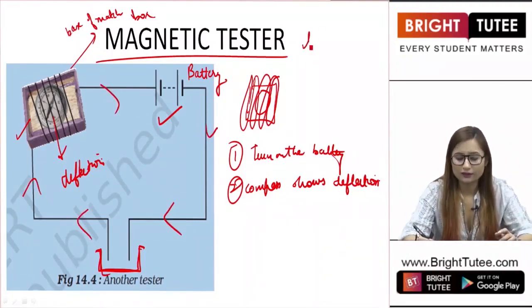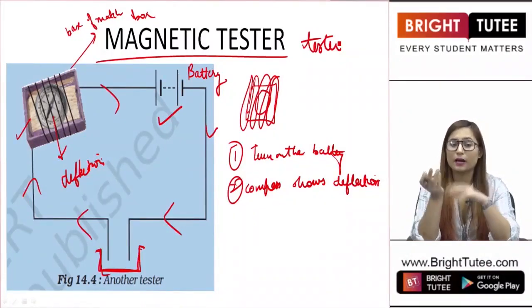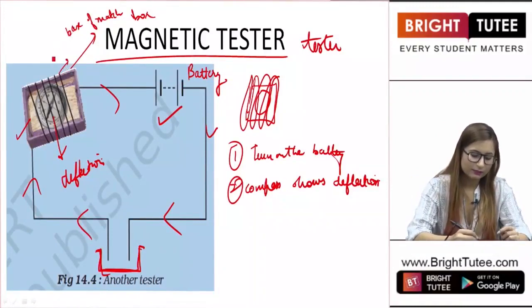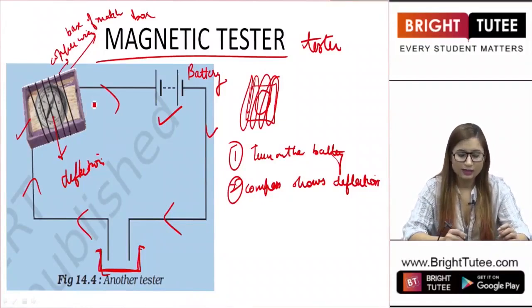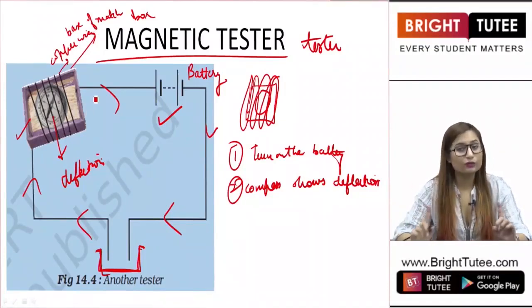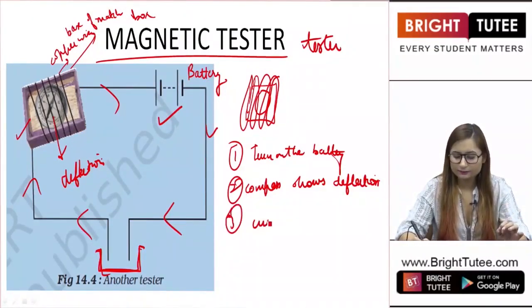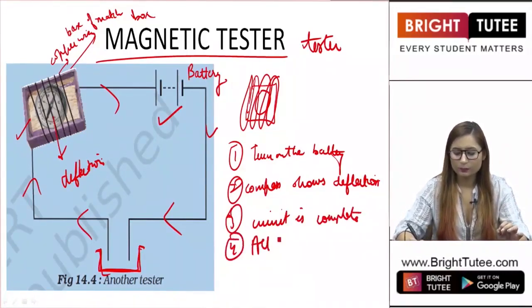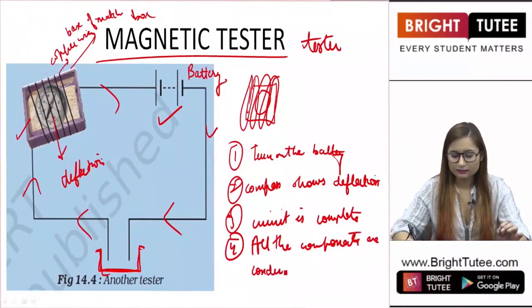So this is again a kind of tester, in which we connect a circuit with a matchbox containing a compass which is wrapped with a conducting wire. You can say copper wire as well, you've used copper wire here, and then you put a compass inside a matchbox, and then you complete the circuit. If you see the deflection of the compass when you pass the electric current, that means your circuit is complete. All the components are conducting electricity. This is what we're talking about.